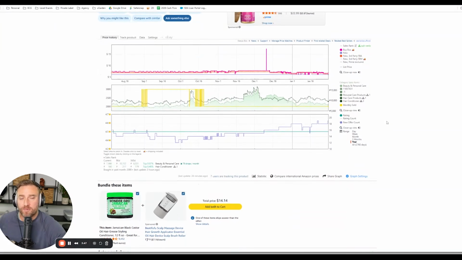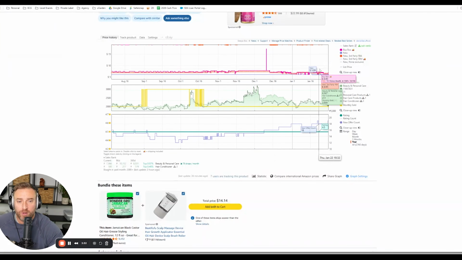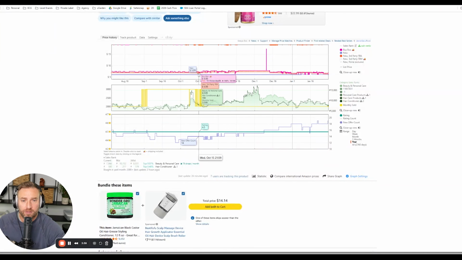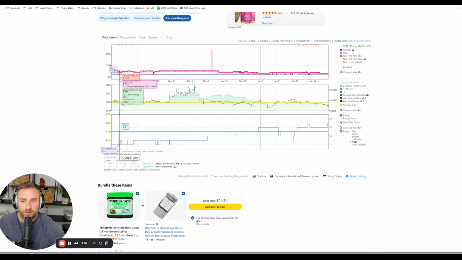The main thing I'm looking for in a Keepa chart is the price history. So what is the price today? It looks like it's at $6.49 today. And what has it been in the past? You can hover over a certain date range and it'll zoom in. So I'll just go since November.